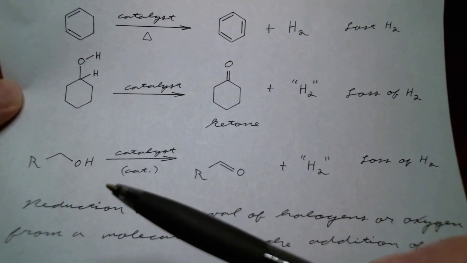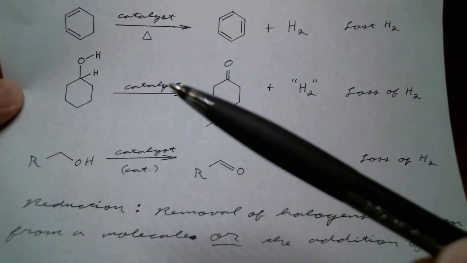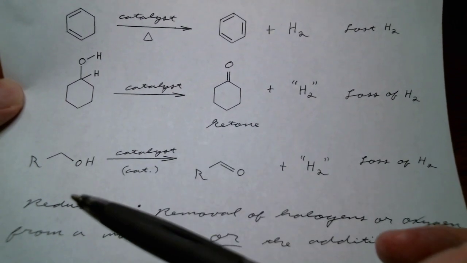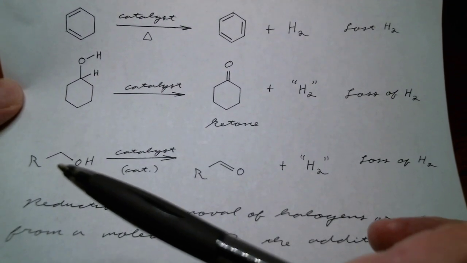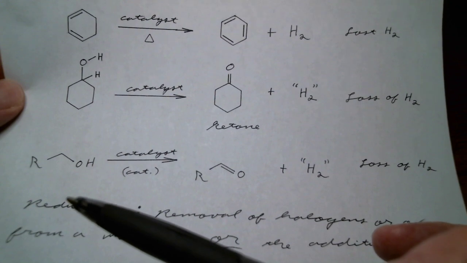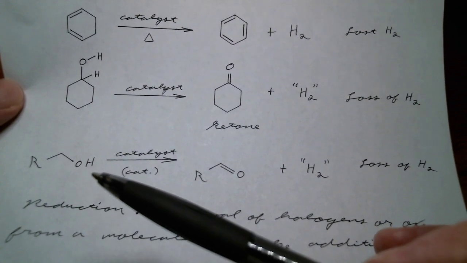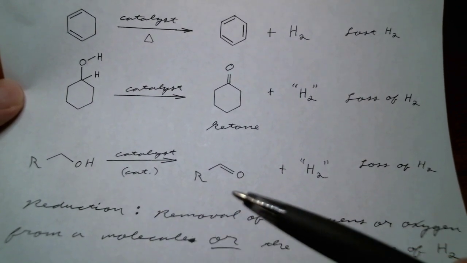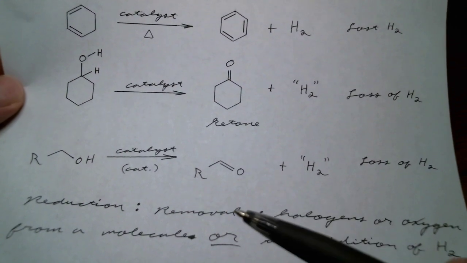So we could also think, instead of forming a ketone, we could oxidize a primary alcohol. So strip one of those hydrogens off of that carbon and the hydrogen off of the alcohol, and we would make what is known as an aldehyde.